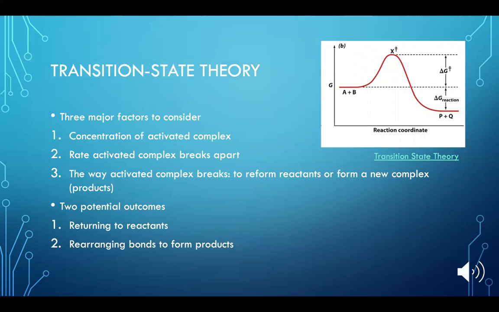The transition state theory provides a more accurate description than the Arrhenius equation and the collision theory. There are 3 major factors to consider for a molecule undergoing a transition state. The first is the concentration of the activated complex. The second is the rate at which the activated complex breaks apart. And the third is the way the activated complex breaks, with respect to reforming reactants or forming a new complex. There are 2 potential outcomes. The first is to return to the reactants, and the second is to rearrange bonds to form products.